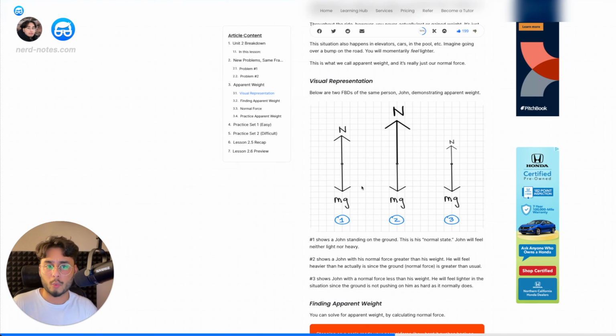Again, does that mean your weight changed? No, your weight's still mg, but you're feeling like you're a lot heavier. Same thing in number 3, right? In this case, you're feeling a lot lighter because your normal force is less than mg. Okay, so that's a quick explanation of what apparent weight is.